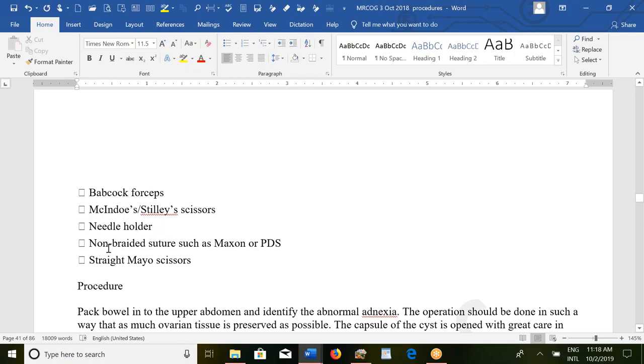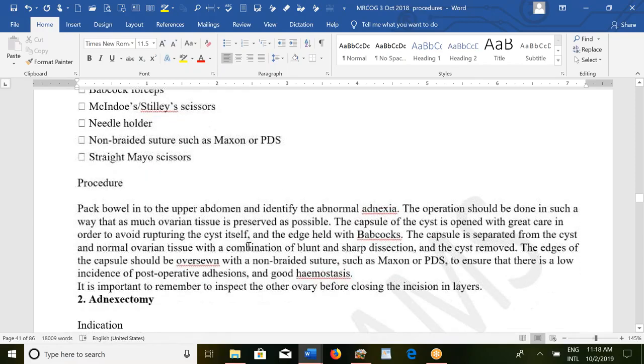Then you need non-braided sutures such as Maxon. Maxon is now less commonly used, so we are using PDS mostly. Then you should have straight Mayo scissors also. The Kendo is the one that is very sharp. It is sharp, and you know the blades are smaller than those in the Mayo scissors.